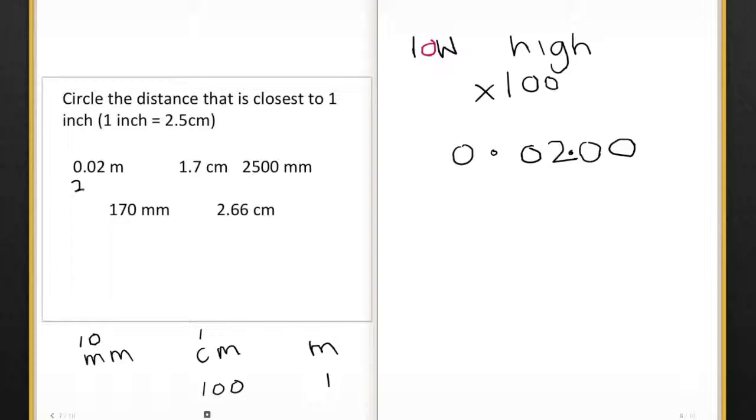And the answer is 2 centimetres. Well, that is close to 2.5 centimetres, isn't it? How far away from 2.5 is that? Let's just check. 2.5 take away 2.0, 0.5. So we can just write in over here that this is 0.5 away from 2.5, just to remind us.